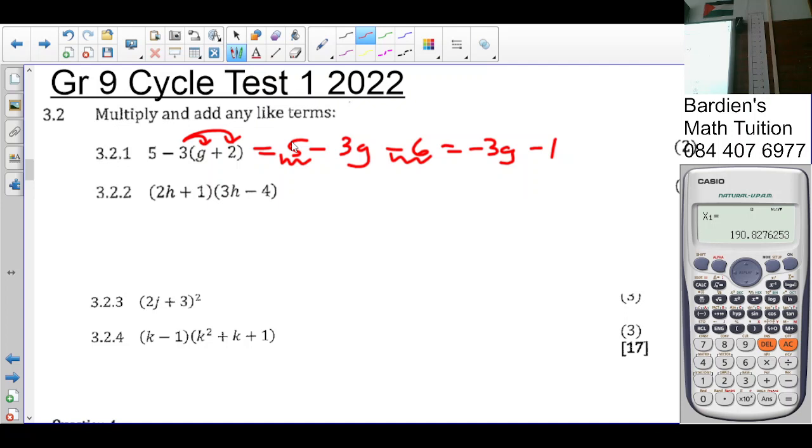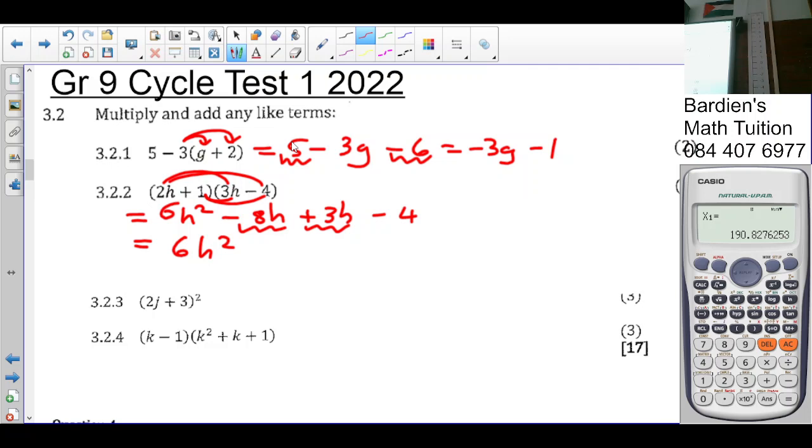The next question, we have to multiply, distribution law here. So 2h times 3h is 6h squared. 2h times negative 4 is negative 8h. 1 times 3h is positive 3h. And 1 times negative 4 is of course negative 4. So what we do now again, we're looking for like terms. So it's 6h squared. What's negative 8h plus 3h? It's negative 5h minus 4. Okay. Look at the next question.